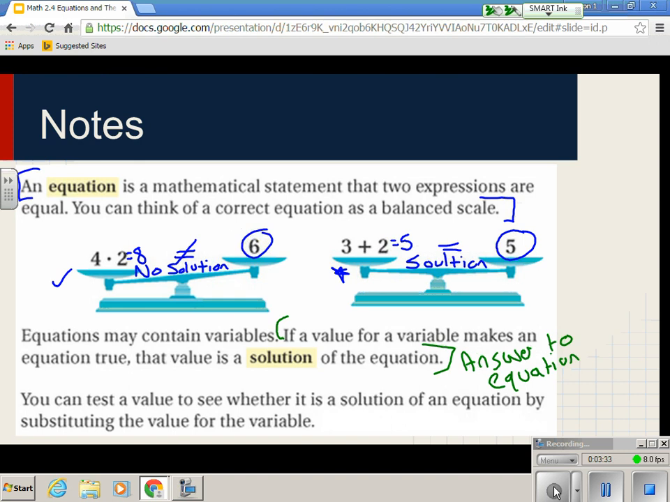So what I want you to do is get those two definitions down and put the two drawings in here, so you have some good visual examples of what a solution looks like and what a solution does not look like. Those balances really help us to understand this a little better. Pause the video, come back when you're ready.